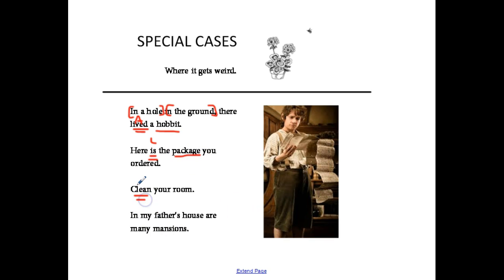Clean your room. No prepositional phrase, action verb. Who or what clean? Well, there's not even a subject in the sentence for that. It doesn't even answer the question.